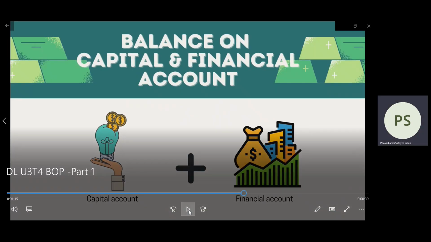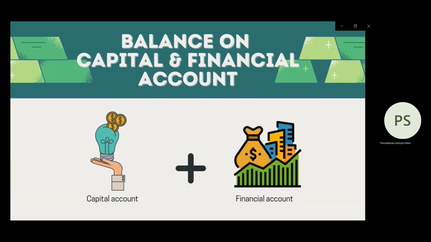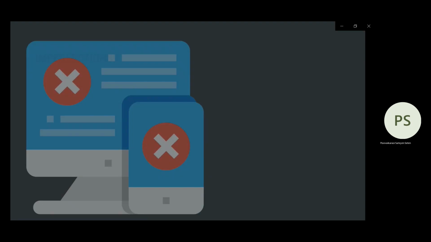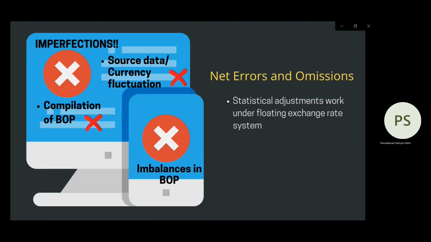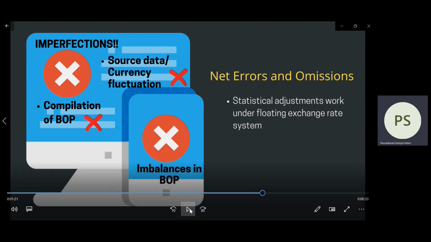So capital account added with our financial account, we can get the balance on capital and financial account. Okay, besides that, we have net errors and omissions because this has to do with statistics. So we can encounter some statistical errors, so we have to do a statistical adjustment to make the balance of payments balance, in case it's imbalanced.